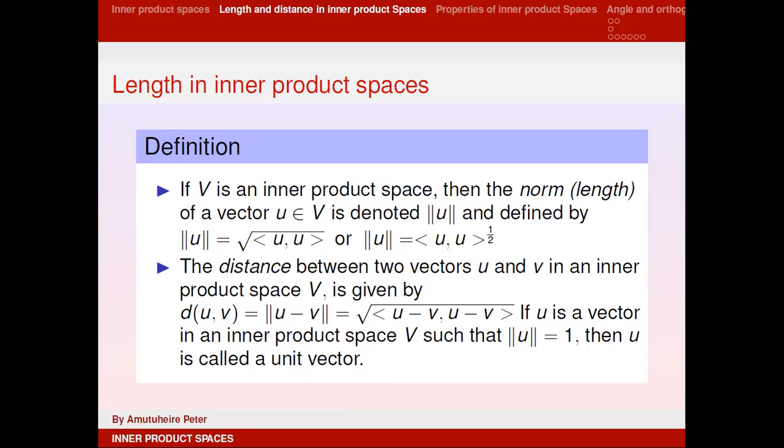One, we've defined the norm or length of a vector u in an inner product space V. Two, we have defined the distance between two vectors u and v in an inner product space V. Three, we have defined what it means for a vector to be a unit vector. It means its length is 1, or its norm is 1.